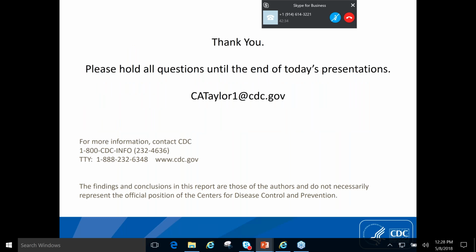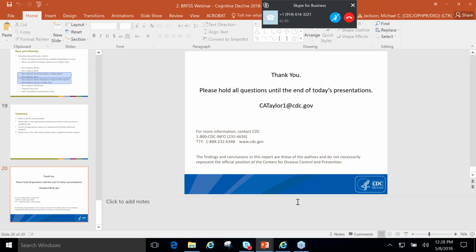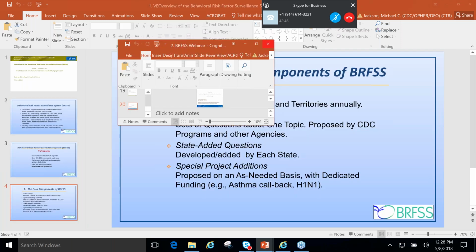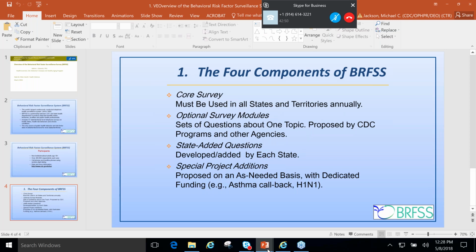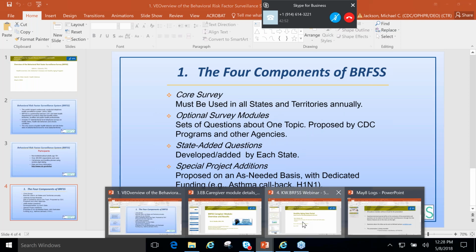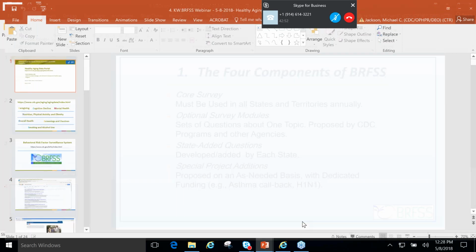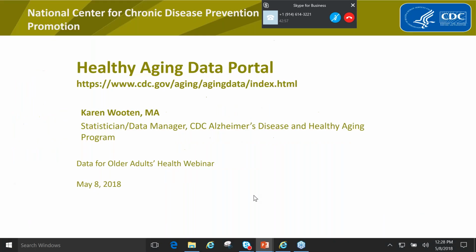And so that ends my portion. Our next presenter is Dr. Aaron Bolden. Dr. Bolden is an assistant professor in the Department of Health and Exercise Science at Appalachian State University in Boone, North Carolina, and an analyst here with us at CDC's Alzheimer's Disease and Healthy Aging program. Dr. Bolden will be describing the BRFSS Caregiver Module. Thank you.